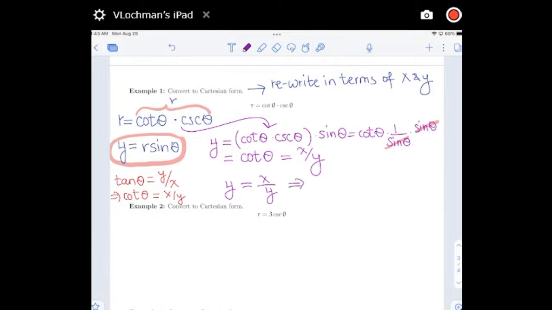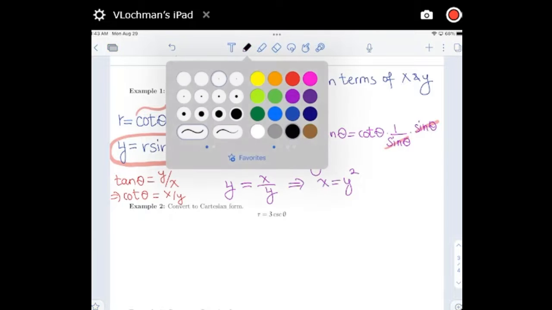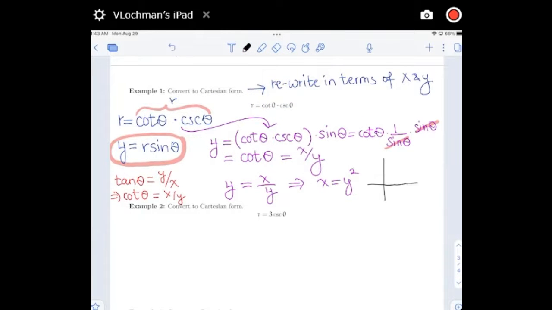So you have now this equation, y is equal to x over y, and we can solve it even further for x. x is equal to y squared. Oh, we know exactly what that is. In this case, this is a parabola that opens to the right, like this, right? x is equal to y squared. And we know exactly how to deal with this graph and how to sketch it, and we know all the properties of this curve.